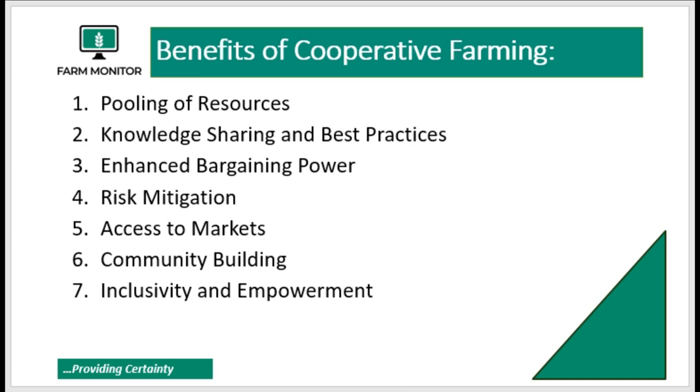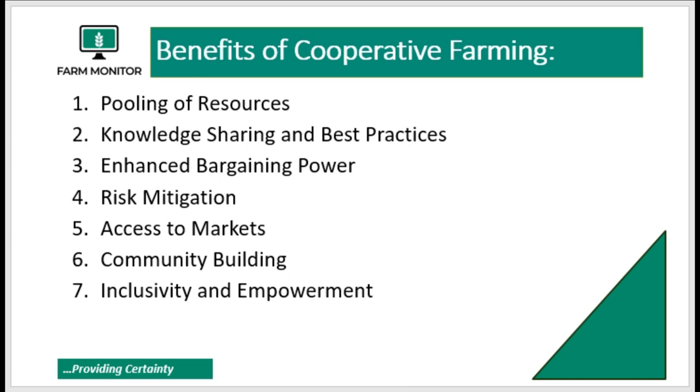Another benefit is knowledge sharing. So you see cooperative members share information, share knowledge, they can exchange expertise, they can exchange farming techniques, they can share best practices. All of this leads to improved yields and their farming becomes more efficient.